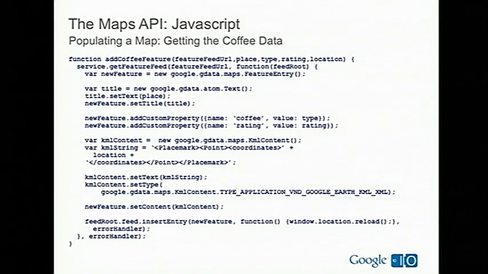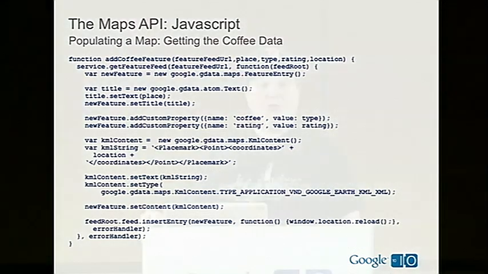And it's pretty simple. Basically, I just go through each of the things that was passed, and I create a title using text. So I create a new feature, which is the google.gdata.maps.feature entry, and I set the title. And here's the interesting part: I can actually put arbitrary name-value pairs as custom data. So any data that you want to store, you can put in there right now. And I do that using the custom properties of KML.